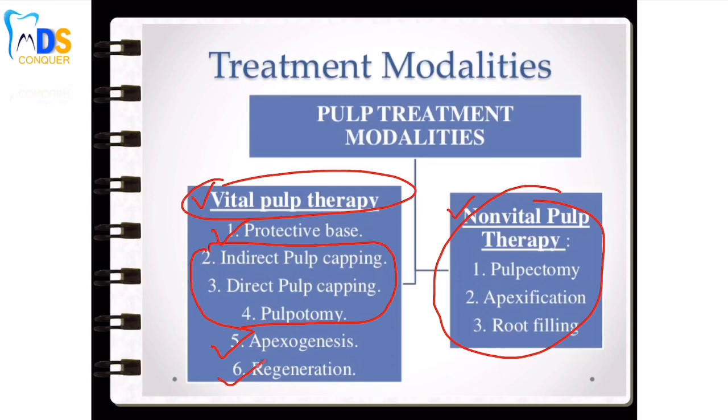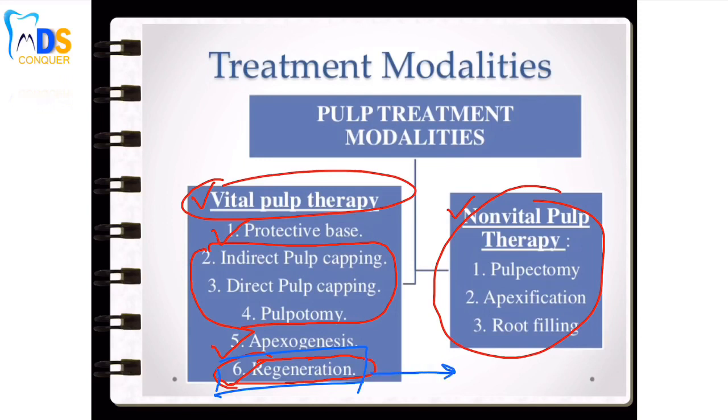Means it can be done in non-vital cases also, but it is considered as a vital pulp therapy because you are regenerating the vitality of the pulp. So adding this in vital pulp therapy is a bit of controversy, so you can exclude this particular part, but the rest you can easily identify by seeing the vitality of the pulp. So these can be the procedures that can be done.